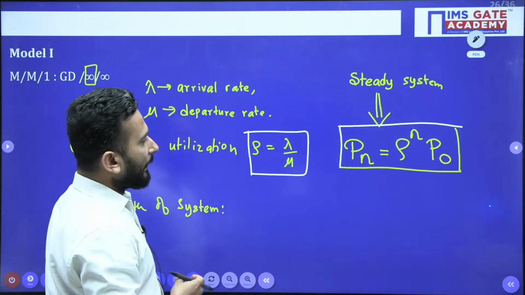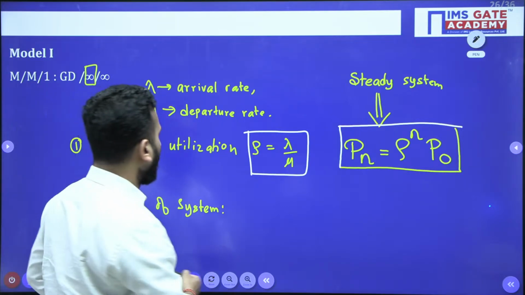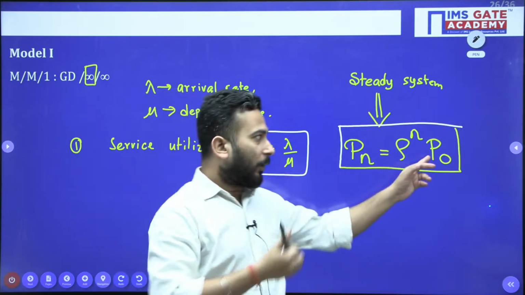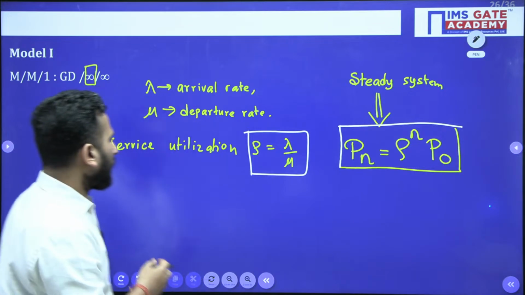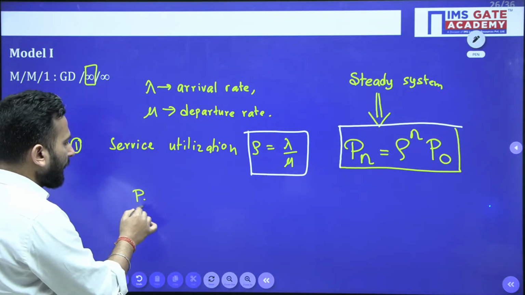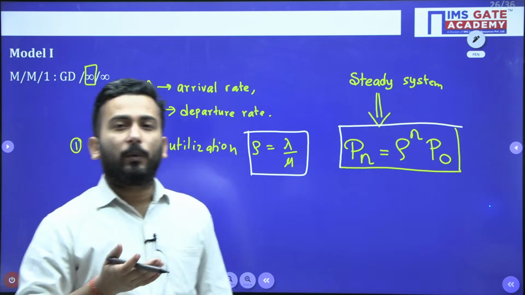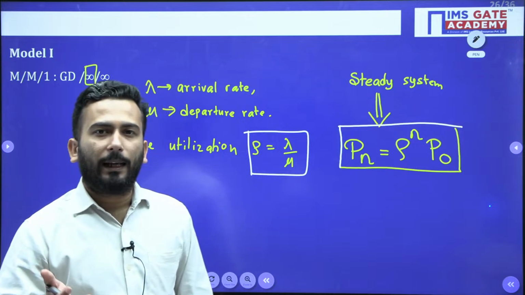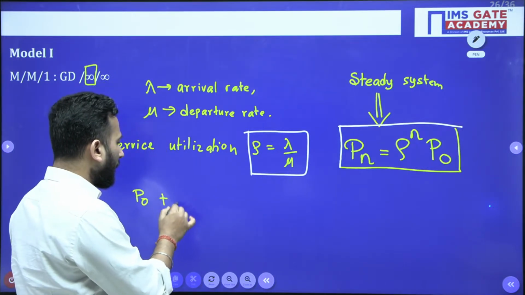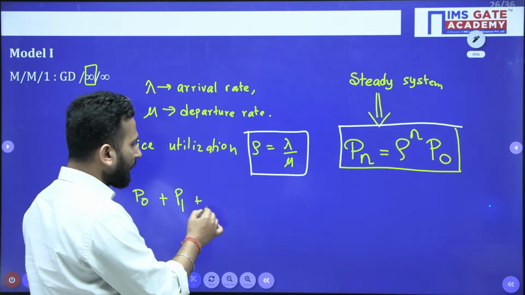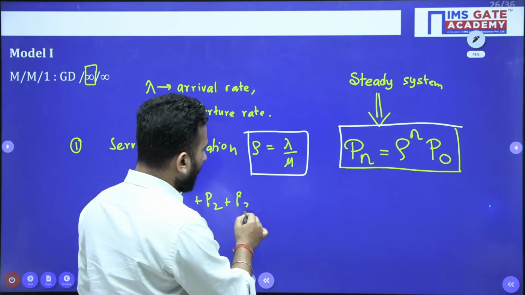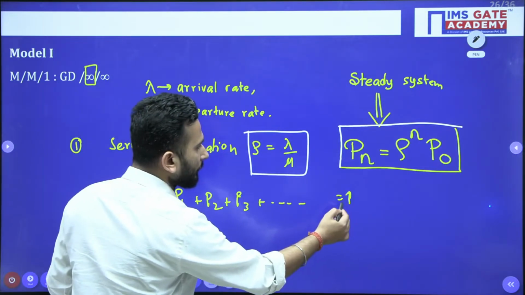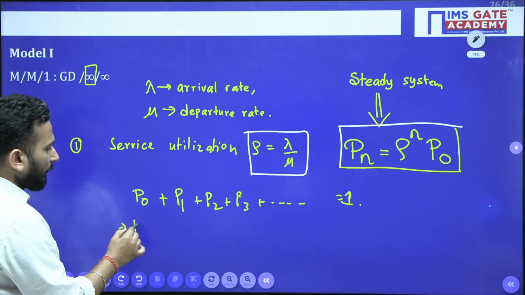Now, my dear friends, let's talk about the length of the system. But before that, I need to know the value of P naught. You know that in your system there can be 0, 1, 2, or infinite persons, yes or no? And the sum of all the probabilities of 0 in the system, 1 in the system, 2 in the system, 3 in the system, and so on till infinity must be equal to 1. So this is P naught.